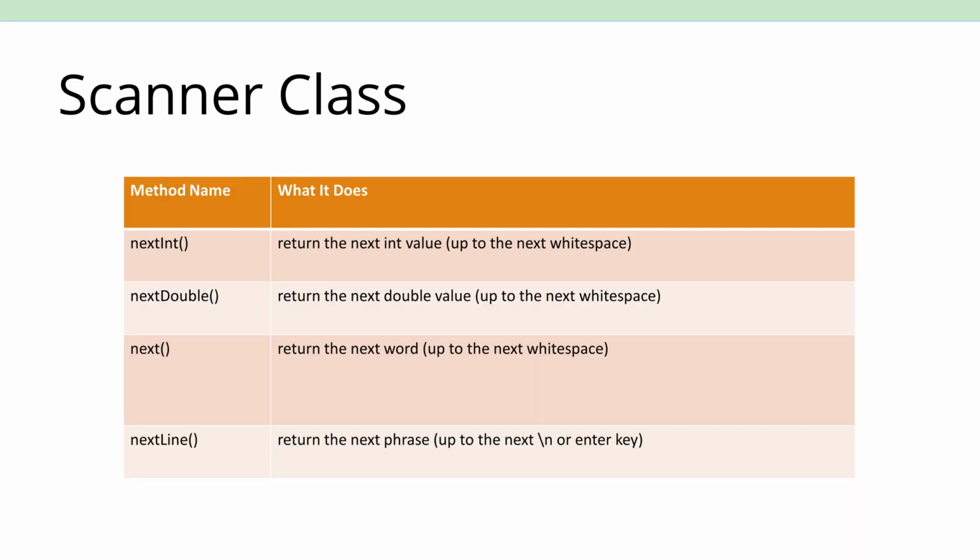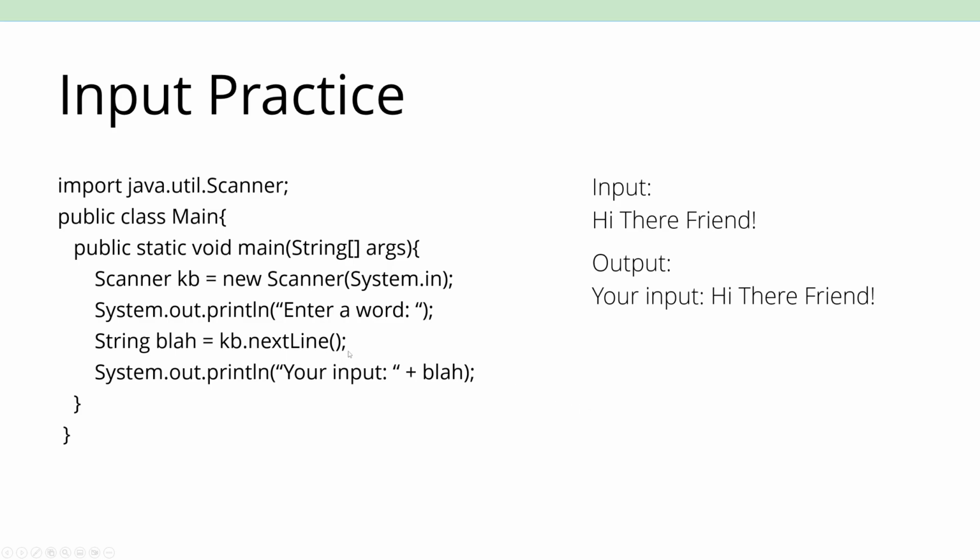So I went ahead and updated the definitions. nextInt returns the next int value up to the next white space. nextDouble returns the next double value up to the next white space. next returns the next word up to the next white space. And nextLine returns the next phrase up to the next \n. Remember, that's enter, right? So let's go ahead and do nextLine. nextLine is how I grab multiple words. So I can input all of hi there friend and it would grab all of that.